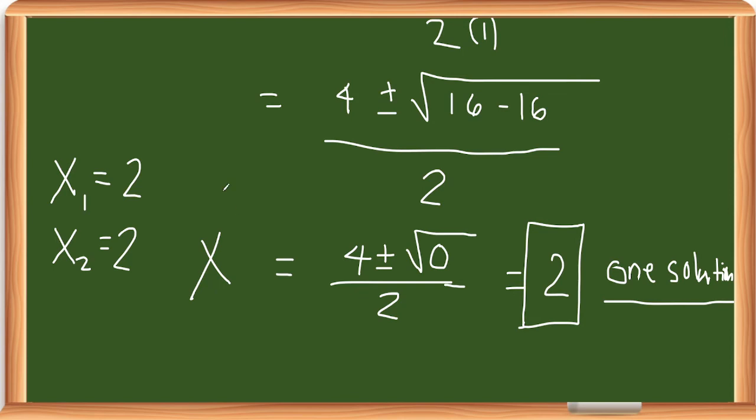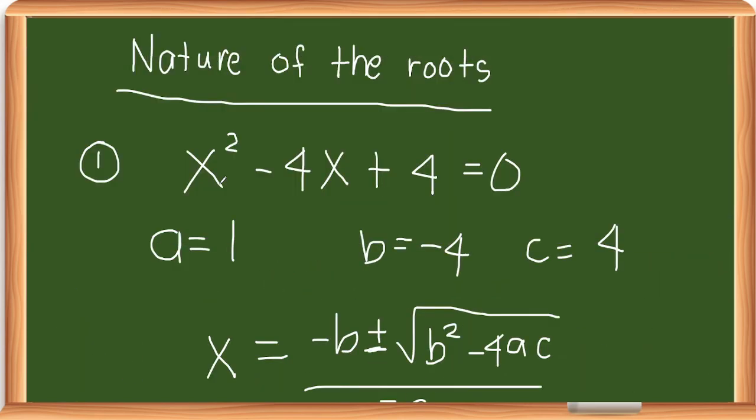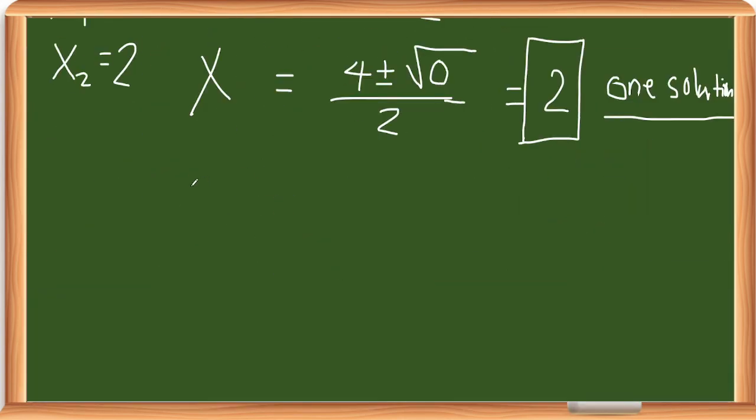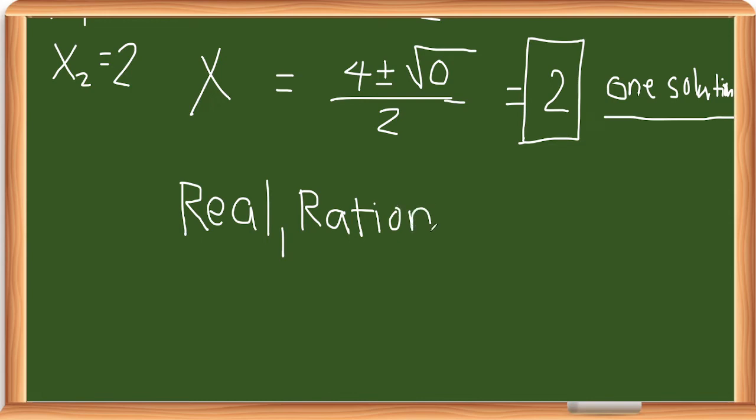So, yung first nature ng roots natin here, ito yung example ng real, because this is a real number, rational, kasi wala naman siyang radical sign na involved. So, it's rational. And it can be expressed into ratio, kasi ang whole number can be expressed as 2 over 1. So, it's rational and equal.